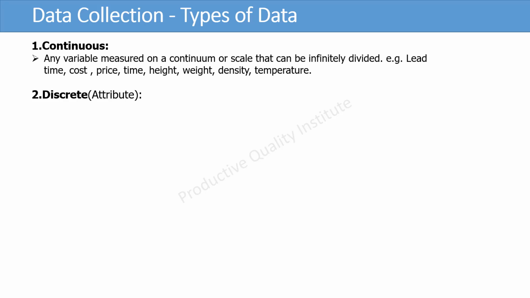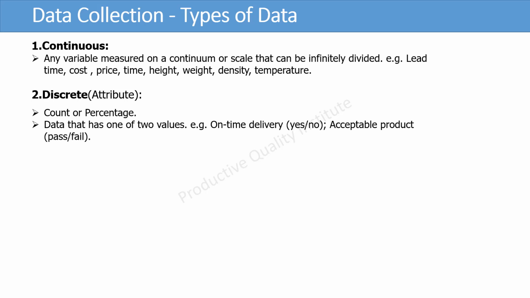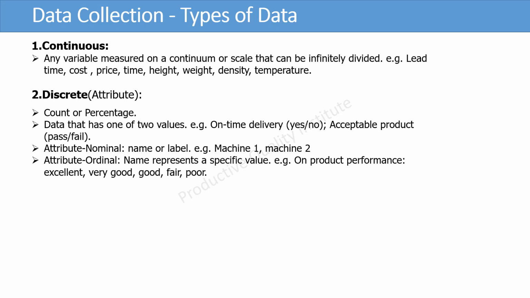Second type is discrete data or attribute. They are either count or percentage, or data that has one of two values. For example, on-time delivery, yes or no, acceptable product, pass or fail. Attribute nominal: name or label, for example, machine 1, machine 2. Attribute ordinal: name represents a specific value. For example, on product performance: excellent, very good, good, fair, or poor.